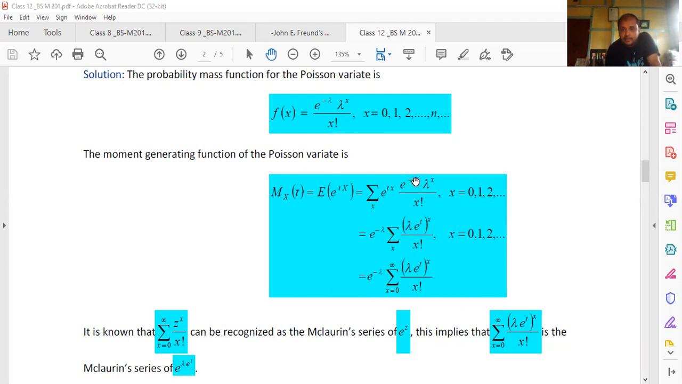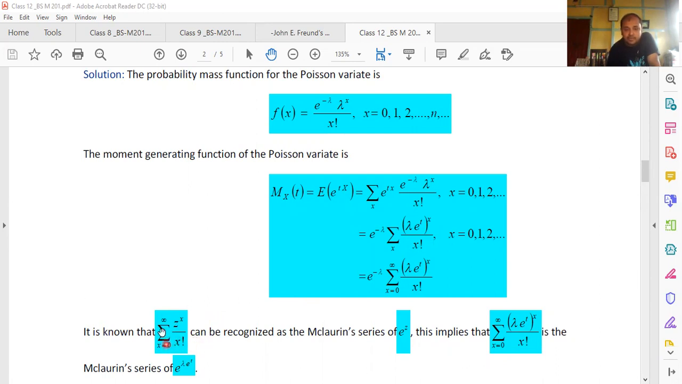E to the power minus lambda is a constant quantity, which comes outside the summation sign. And you see, inside the summation we have e to the power tx into lambda to the power x. Both can be raised to the power x. So I am writing it as lambda e to the power t raised to the power x by x factorial, and I'm running the summation over x from 0 up to infinity. We get this expression. Try to look at this.